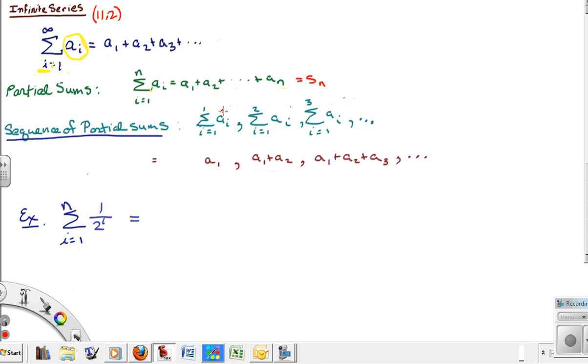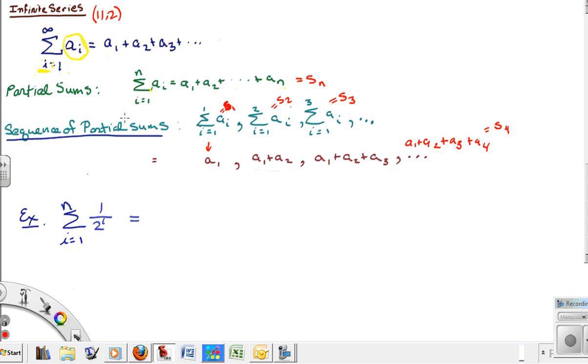So s1 would be the sum from i equals 1 to 1 of a_i, s2 would be the sum from i equals 1 to 2, s3 would be the sum from i equals 1 to 3. Of course s1 has one term, a1. s2 has two terms, a1 plus a2, since there are only two integers there, 1 and 2. The third one would be a1 plus a2 plus a3, and the fourth one would just add on the next one, a1 plus a2 plus a3 plus a4, and that's the fourth partial sum, which we're calling s4.